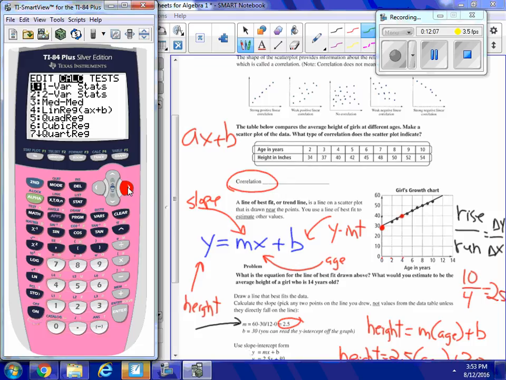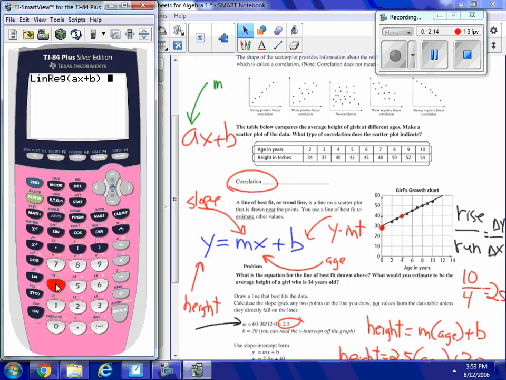So I want to do a linear regression. That's number 4. And I want to do it with my x-axis and my y-axis. So my x-axis is in L1, so I go second L1, and I put a comma. And my y-axis is L2, second L2. And I press enter.